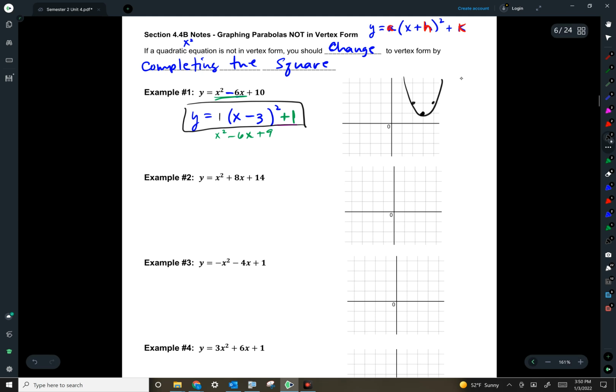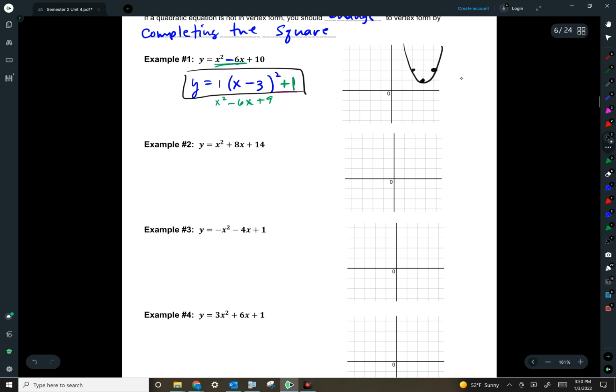All right, if you missed the point, make the points bigger. Okay, so if I look at example 2, same concept. I want it to look like a parenthesis squared. And so what am I going to fill in the parenthesis?